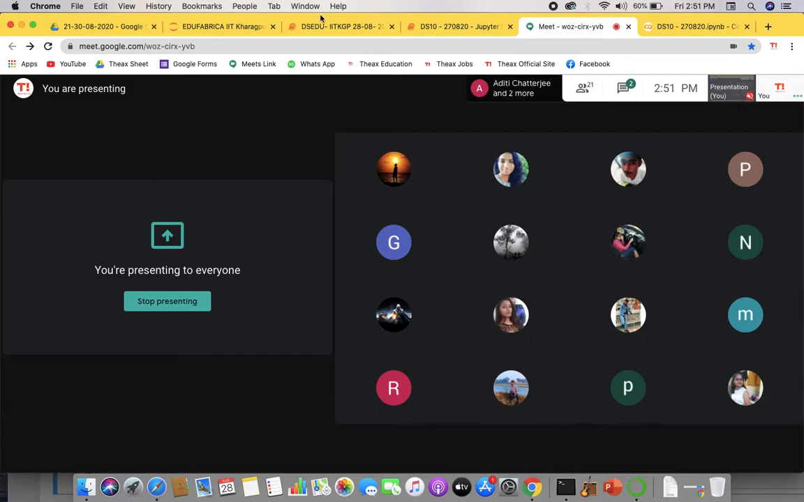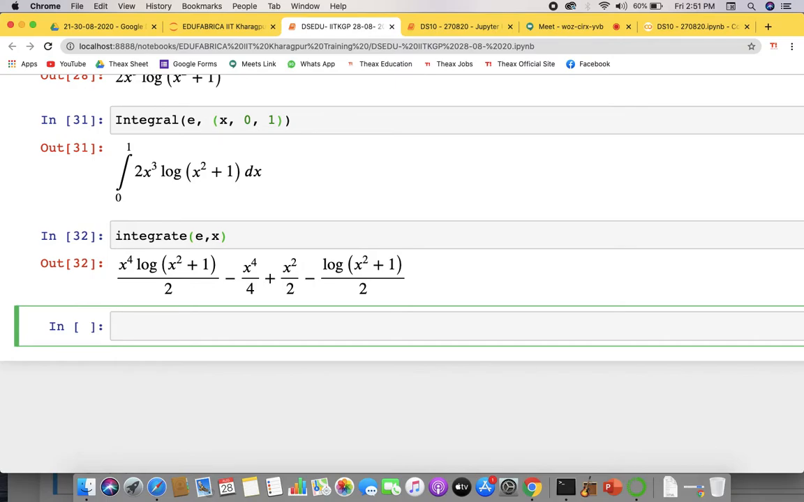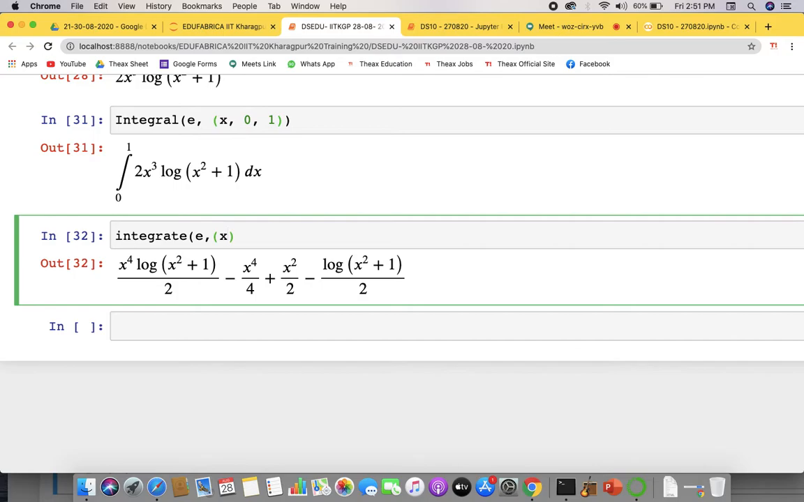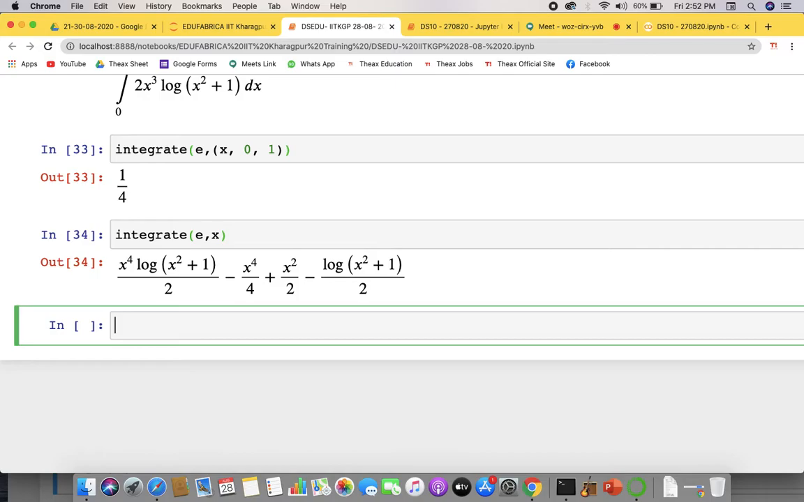Okay, fine. Not taking much time. So you put the limits over there and you'll be getting it. Okay. So integrating the e with respect to x. Oh, there are limits given, so 0 to 1. Okay. So this is giving us 1 by 4. But if we just integrate this with respect to x, we will get something like this, right? Then you write the limits and the answer accordingly.